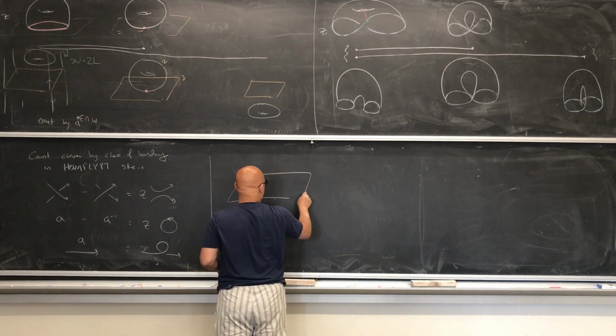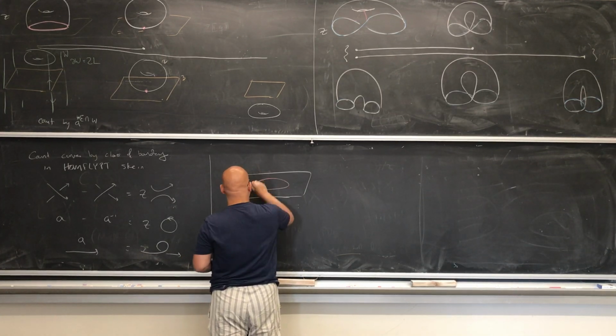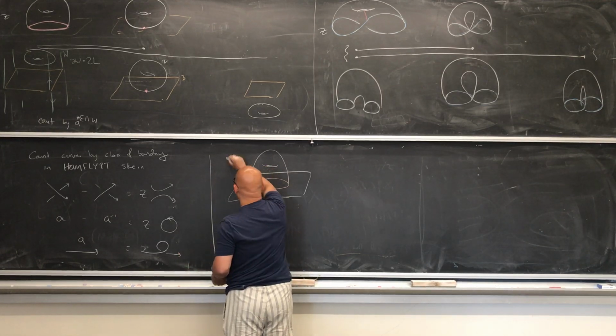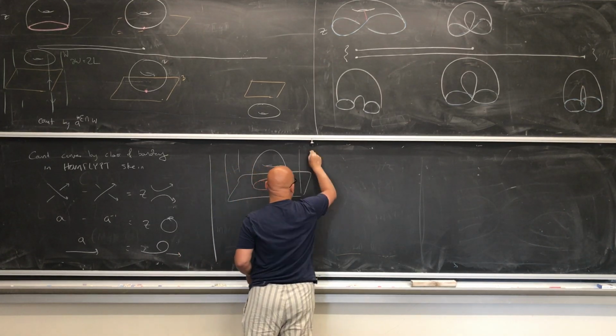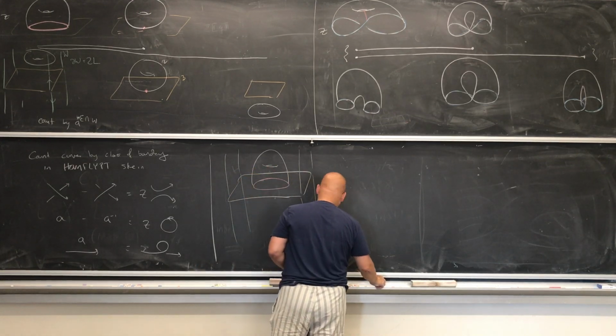So let me just draw you the problem. So let's have this one. We have this chain. And we have some intersection with this chain.